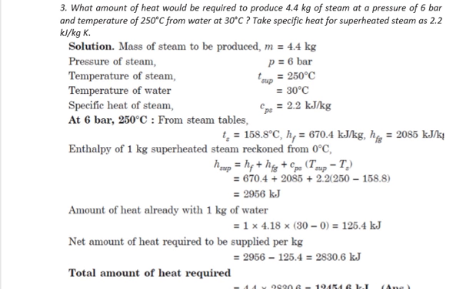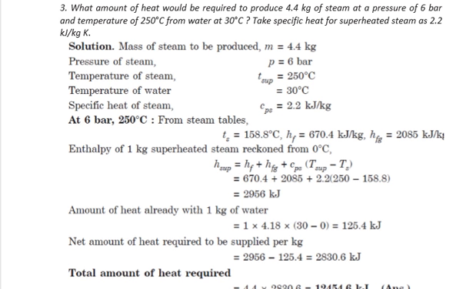That is the superheated enthalpy, equal to 670.4 plus 2085 plus 2.2 into (250 minus 158.8). You will get 2956 kilojoule per kg. 2956 kilojoule amount of enthalpy is generated.